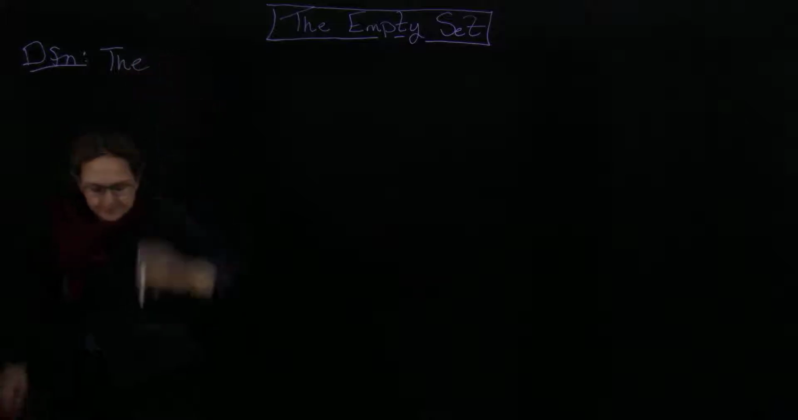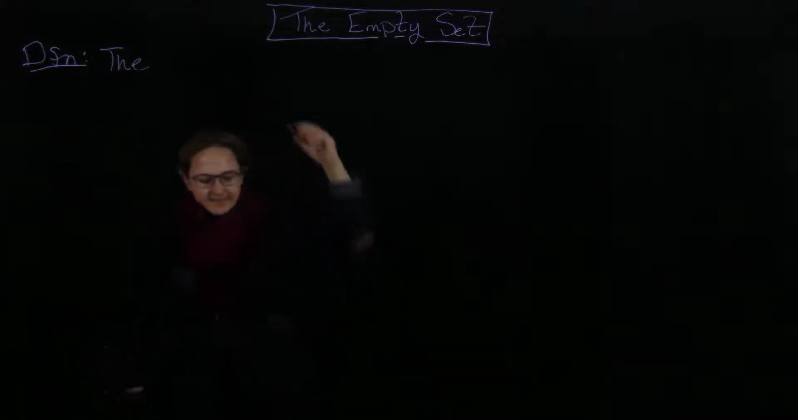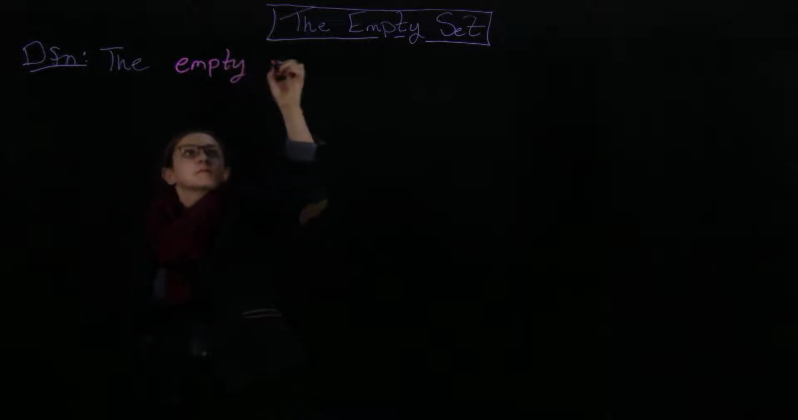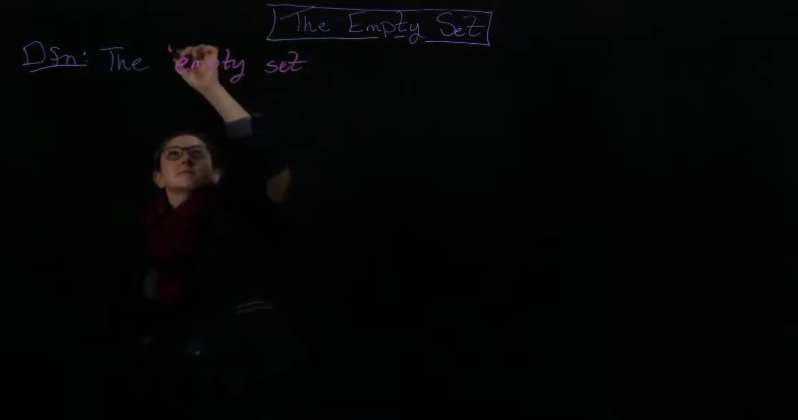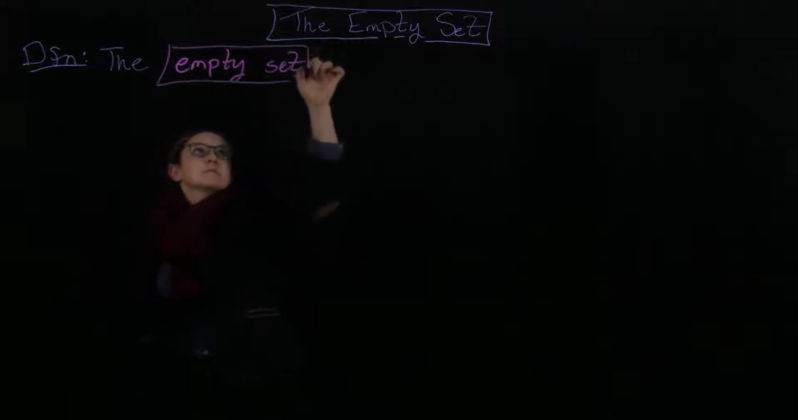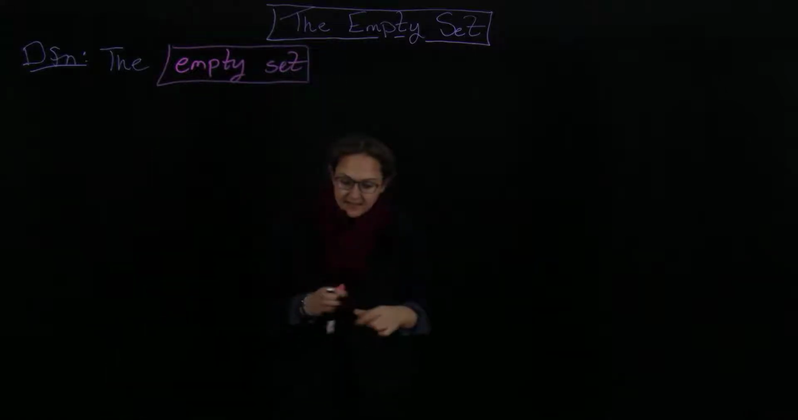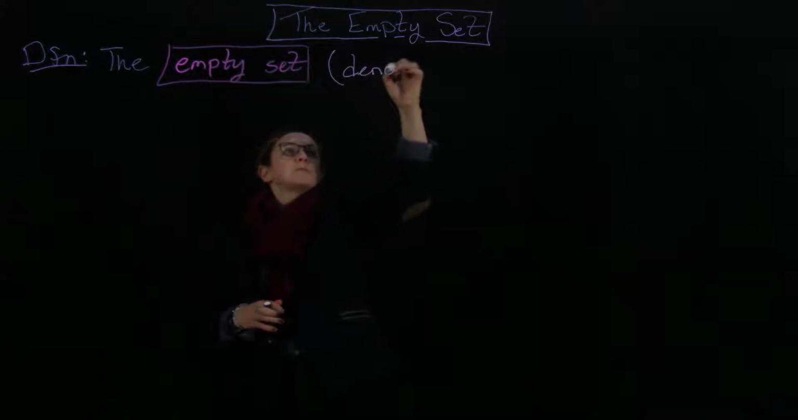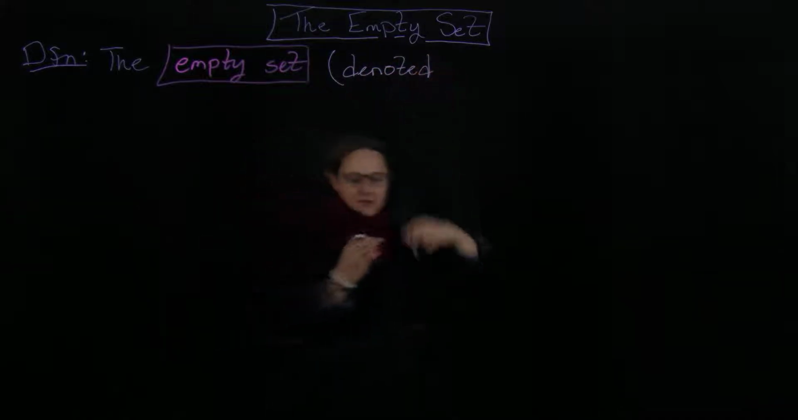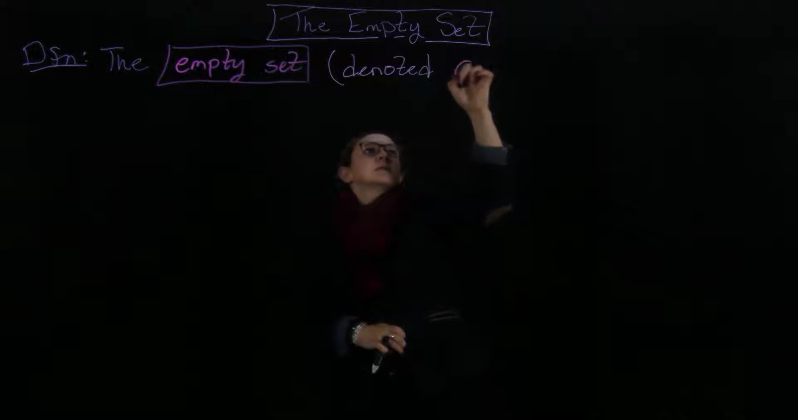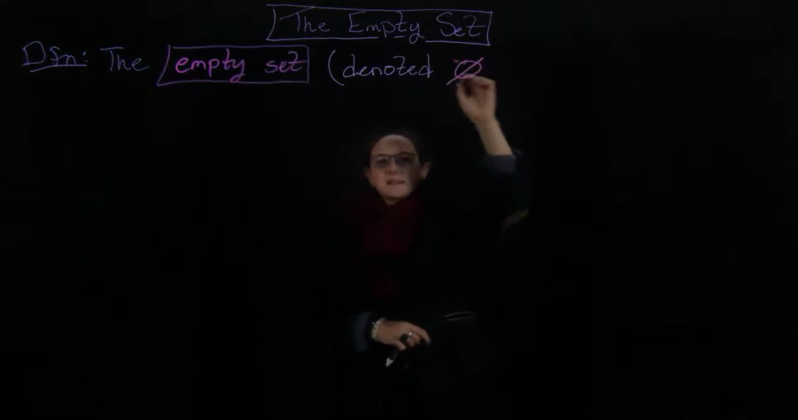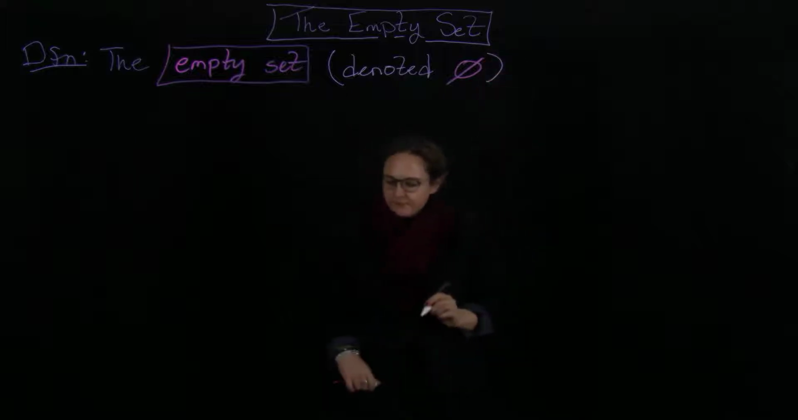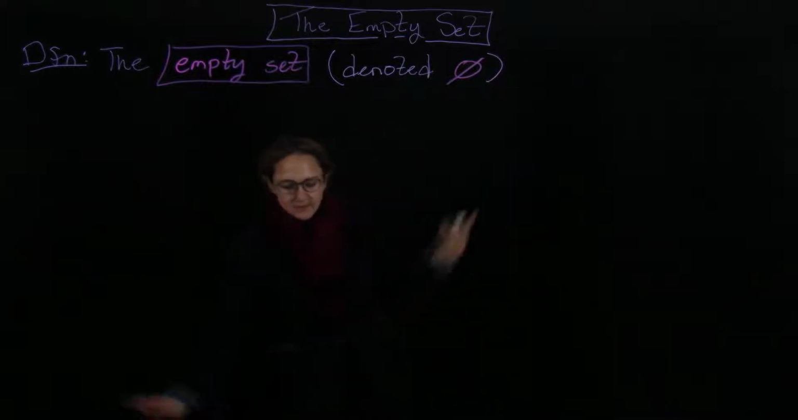The empty set, which has special notation, is denoted like this. We just write it like this. It's kind of like a zero with a slanted line through it. So denoted like that, it is the set with no elements.